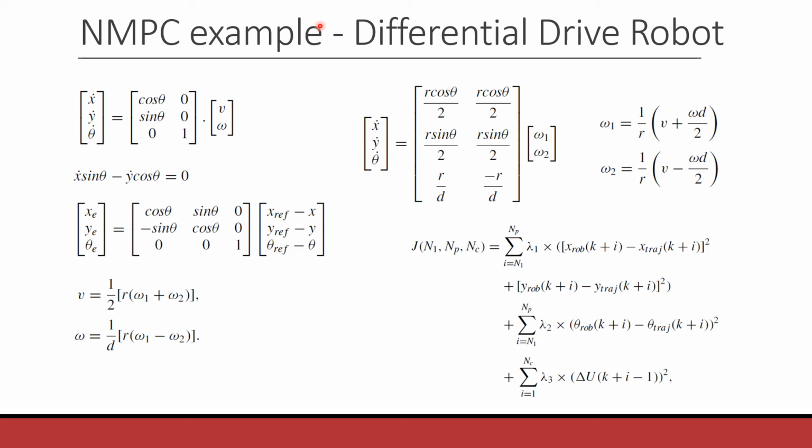The cost function that has to be minimized to control the trajectory of the non-holonomic mobile robot is in general given by this equation 7, where N1 and NP are the prediction horizon limits in discrete time and NC is the control horizon. Lambda 1, lambda 2 and lambda 3 are the weights.